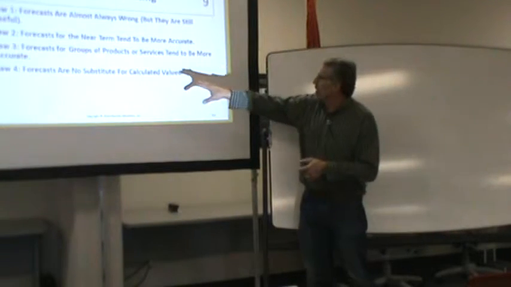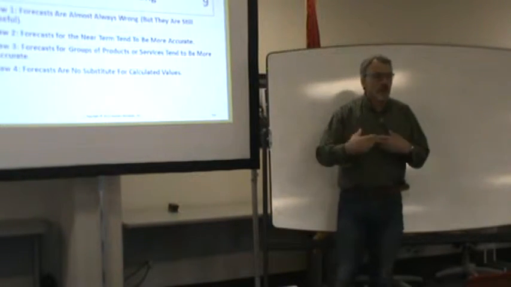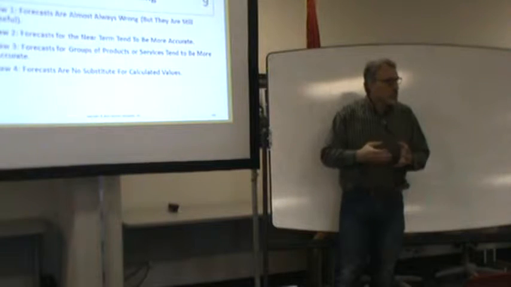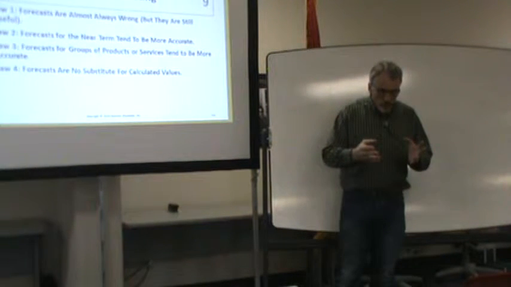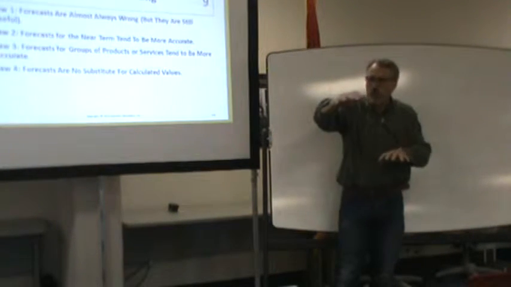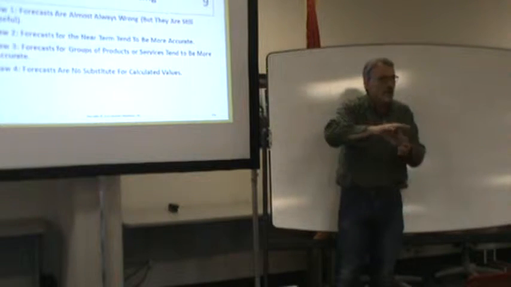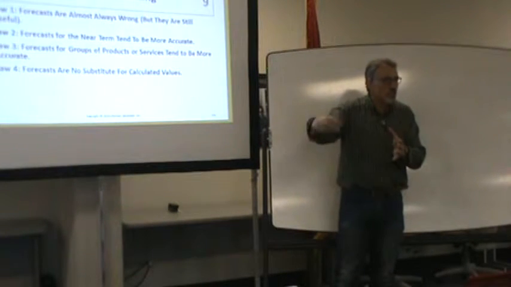If you can group your products together, that seems to be more accurate. I think that's obvious too, in the sense that if you've got variation in one product and variation in another, when you're adding them together, it tends to help smooth that signal to noise ratio out.